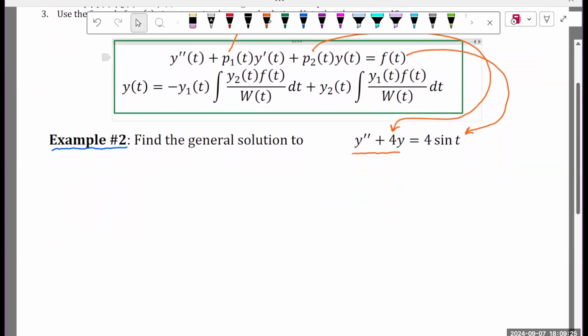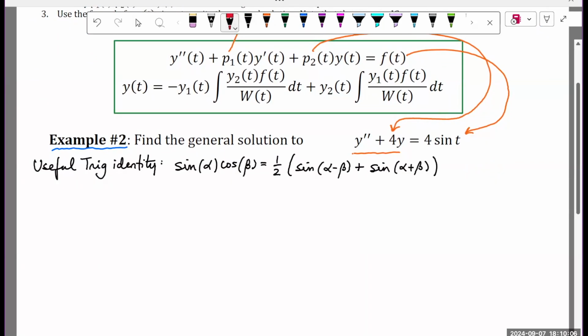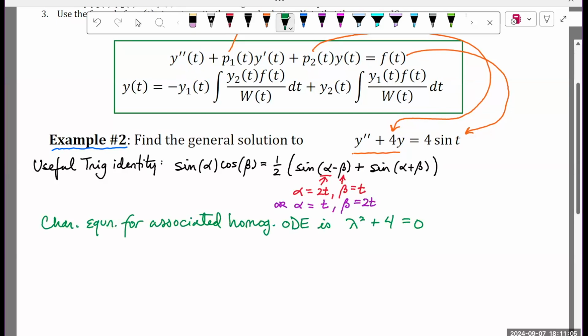Now, in a case like this, it's actually helpful to use a particular trigonometric identity. With this trig identity, I'm going to let my alpha be 2t and my beta be t. Alternately, I could choose to let alpha be t and beta 2t. Either way will work. The characteristic equation for the homogeneous solution is lambda squared plus 4 equals 0. This factors into (lambda minus 2i) times (lambda plus 2i), which means our roots are plus or minus 2i.